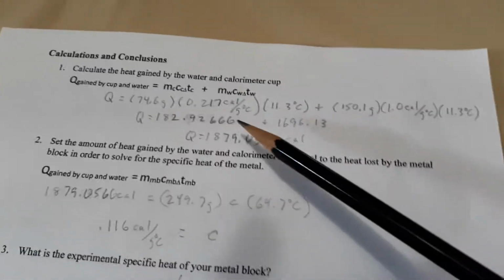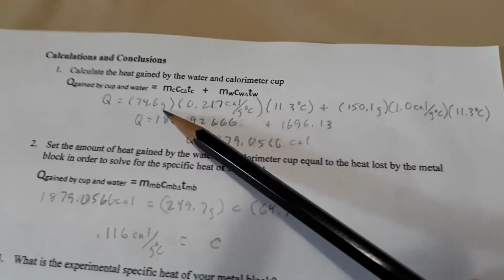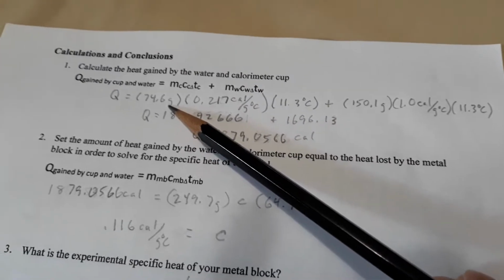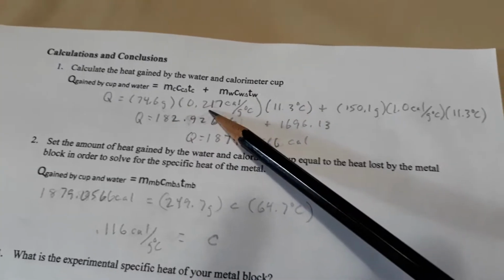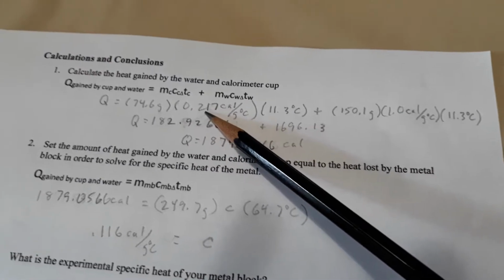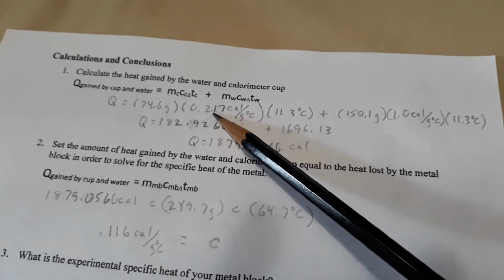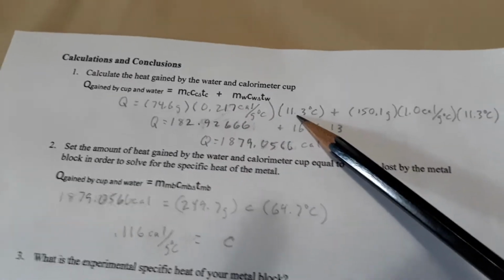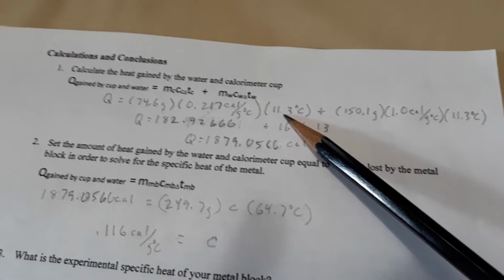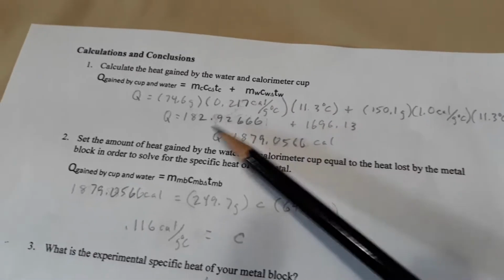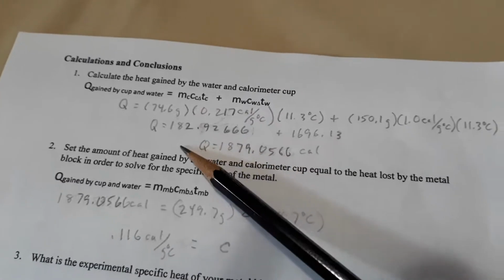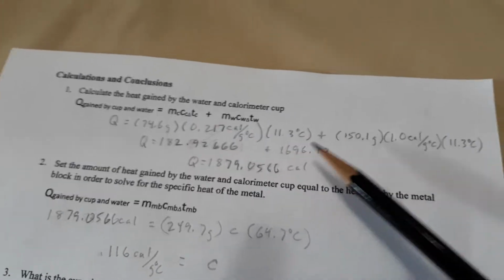So from the data table on the front side, the mass of the cup was 74.6 grams. It's made of aluminum, and the specific heat of aluminum is 0.217 calories per gram degrees C. The delta T of the cup was 11.3 degrees C. So we multiply those three together and we get 182.92, and so on.